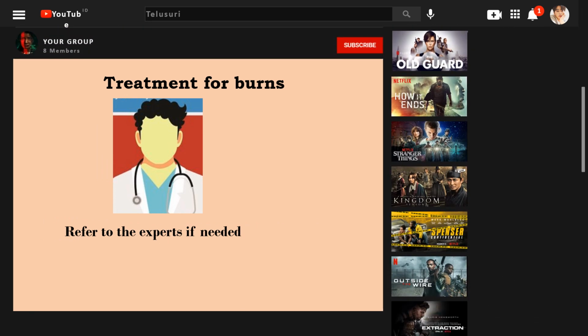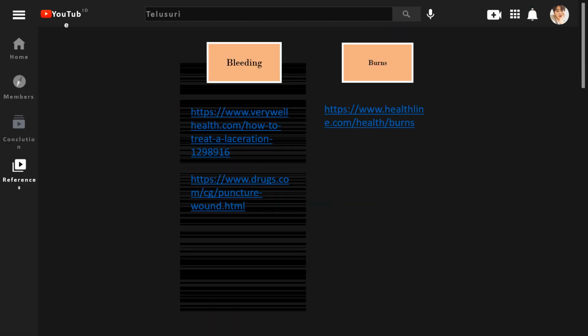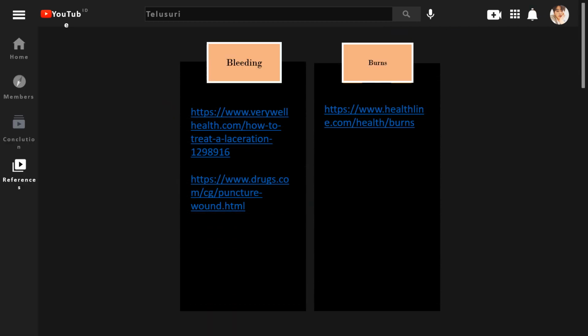And the last step is to refer to an expert if needed or if a further step is required. So that's all for me to begin with step 2, the first aid management. These two are the references that I used to acquire the information for my presentation. As you can see, the bleeding one and the burns one.